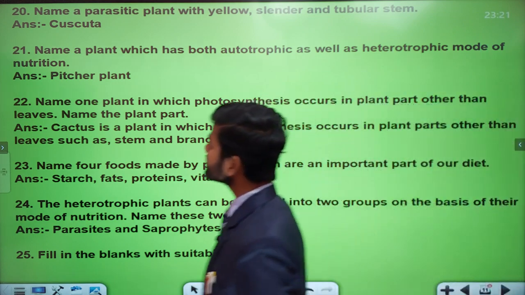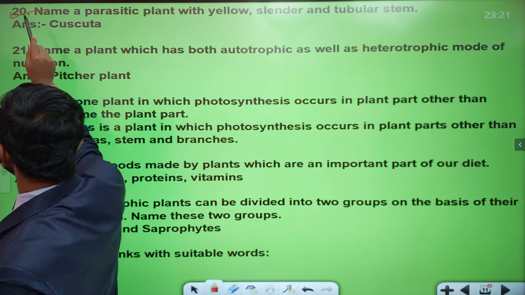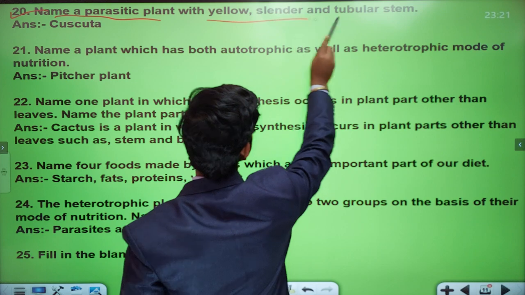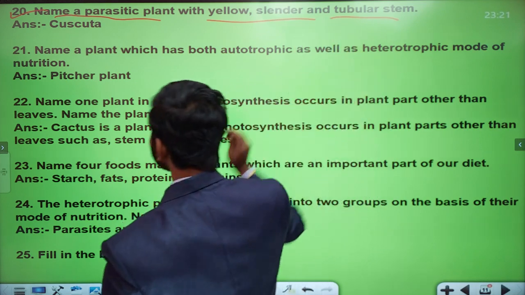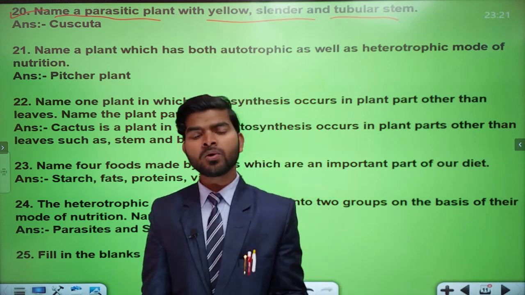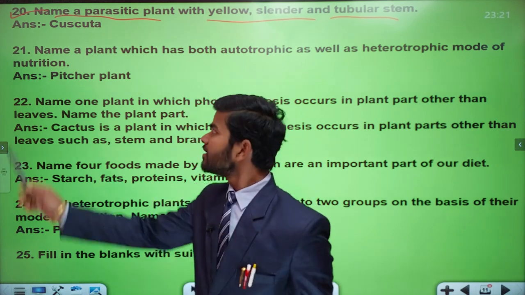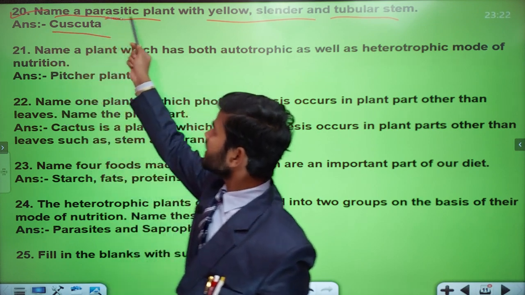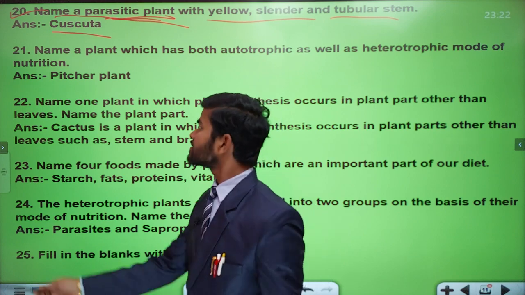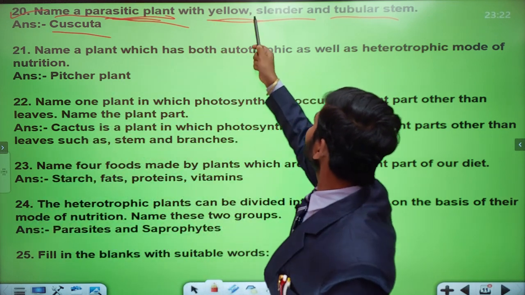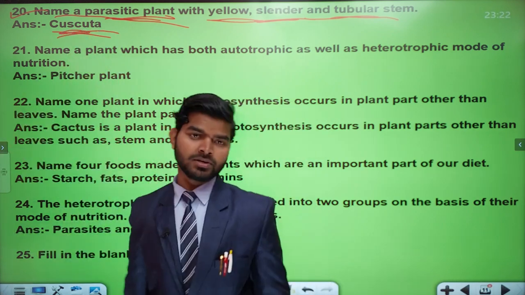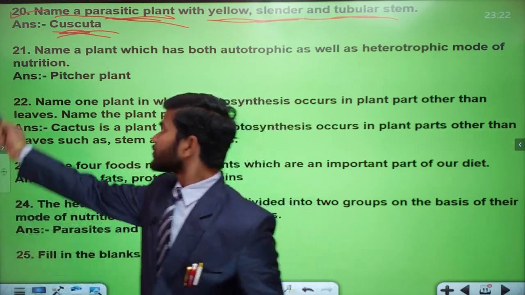Okay, then question number 20. The question asks to name a parasitic plant with a yellow cylindrical and tubular stem. I have given the concept of Cuscuta. Cuscuta is called Amarbel in Hindi. Cuscuta appears just like this, and Cuscuta is an example of a parasitic plant. Cuscuta appears with a yellow cylindrical and tubular stem. So that's why Cuscuta is the correct answer. All clear? All clear.